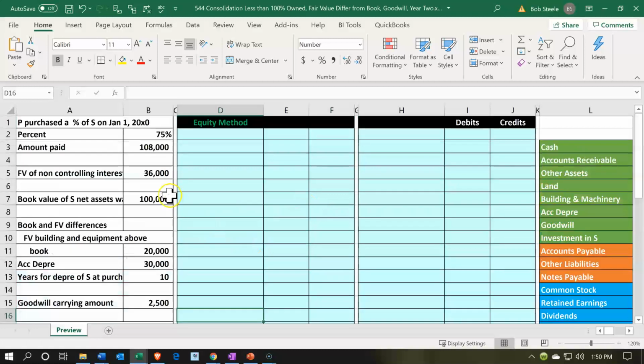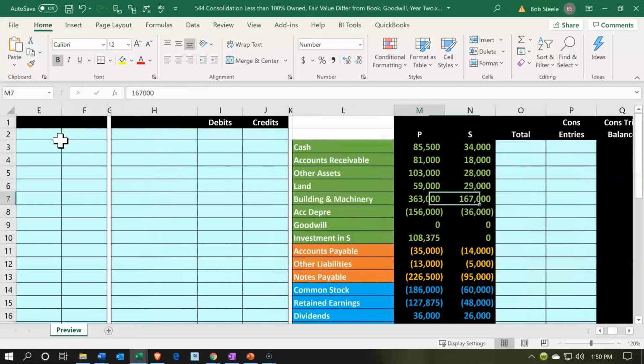So we're going to go back up top and say the percentage owned by P, the parent, is 75%. Amount paid upon the consolidation, 108. We're going to assume cash. Fair value of the non-controlling interest, 36,000. Book value of S net assets, I'm saying book value, what it was at the point in time of the consolidation 2 years ago, X0, as opposed to the data we have over here now, this being S's data 2 years later at the end of December of X1.